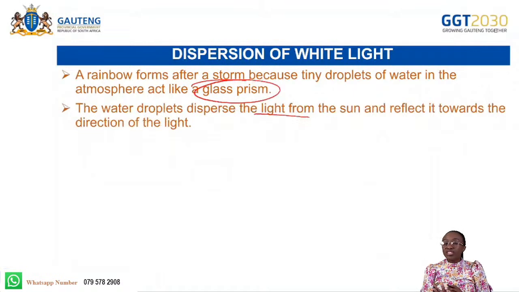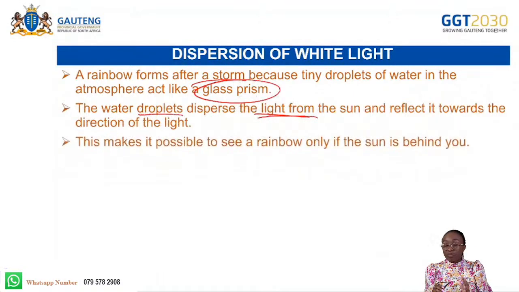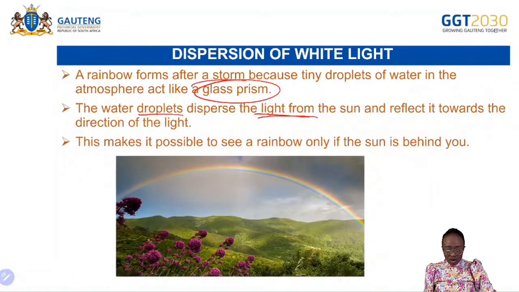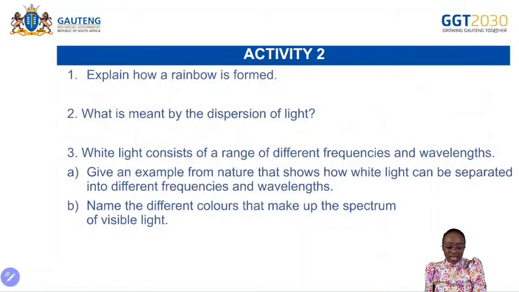So that's why you usually see a rainbow after a storm, and the sun is bound to be shining at that particular point. So the water droplets will disperse the light from the sun and reflect it towards the direction of the light. And this makes it very possible for us to see a rainbow if the sun is behind you. There is a picture of a rainbow. So that is how a rainbow is formed.